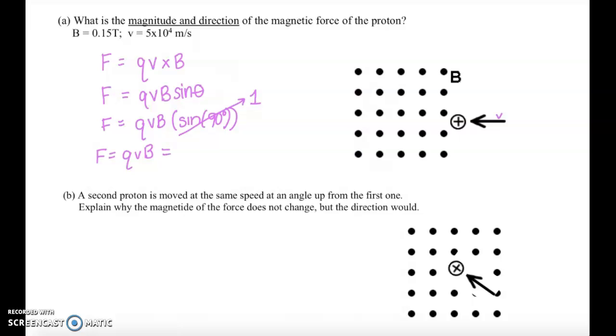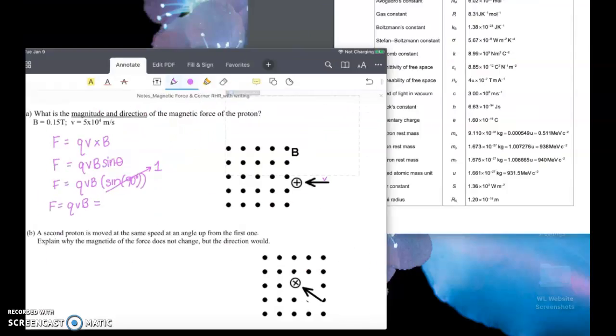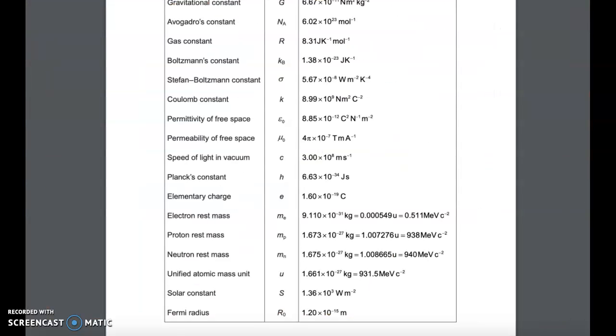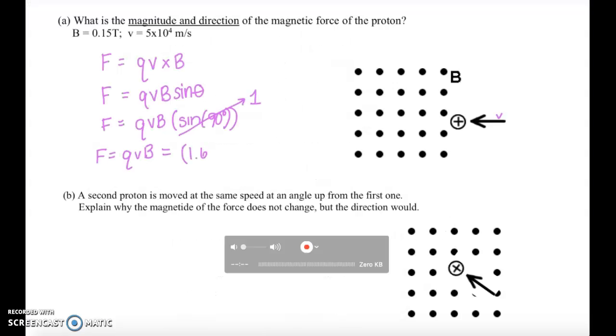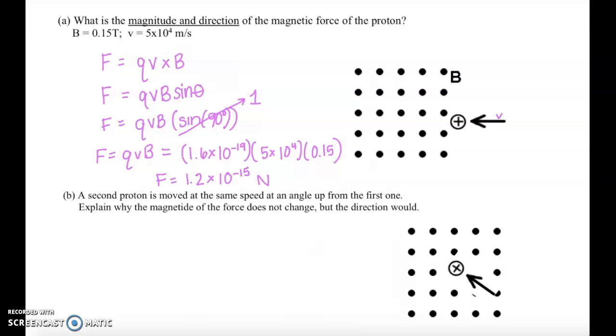First I'm going to need the Q, the charge of a proton. Luckily in our data booklet we are given the elementary charge. Remember, elementary charge is the charge of both a proton and an electron. The electron would simply be negative. So the charge that I need in this problem is 1.6 times 10 to the negative 19th. I'm given velocity, and I'm given magnetic field. Typing this into my calculator, I get an answer of 1.2 times 10 to the negative 15th. Units would be newtons.